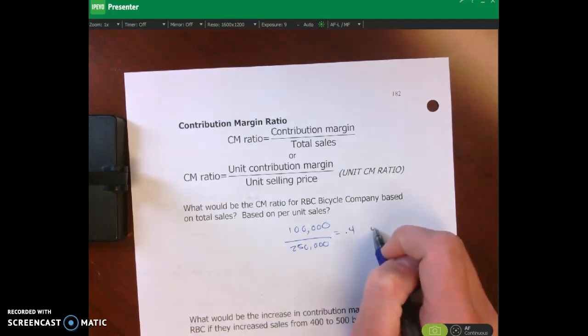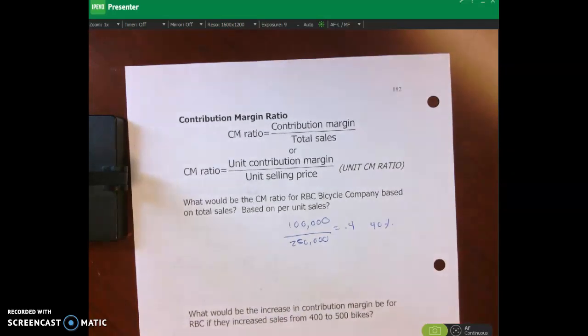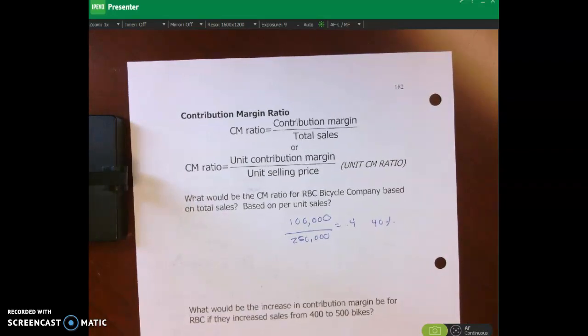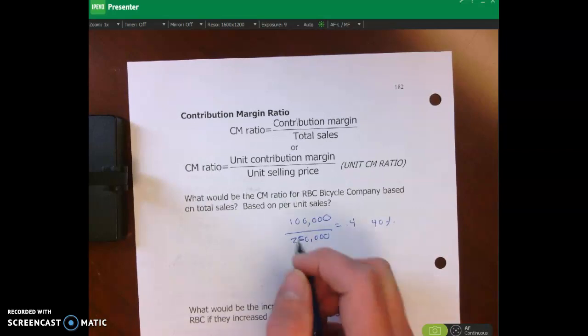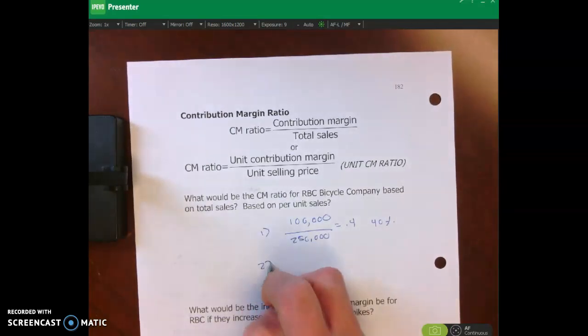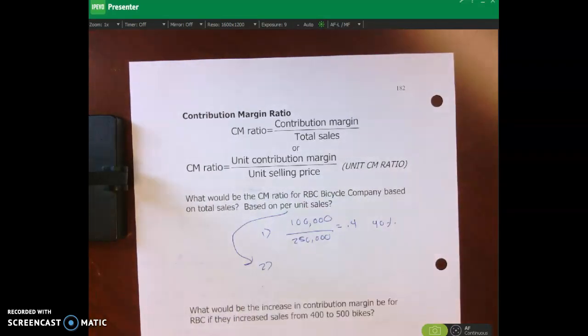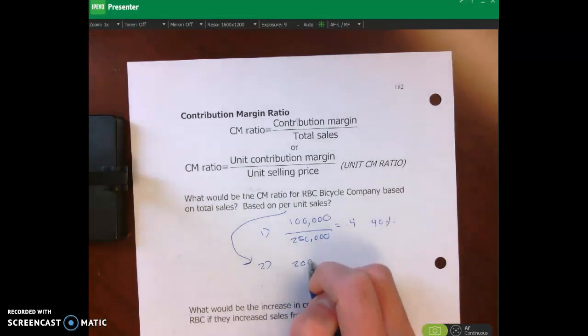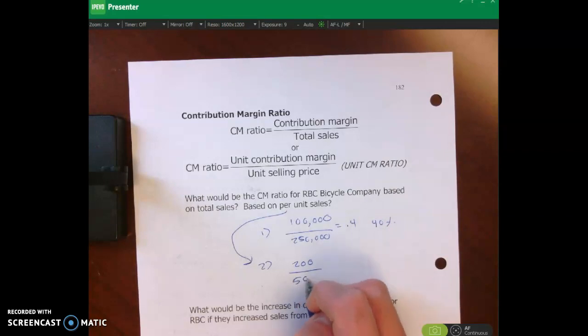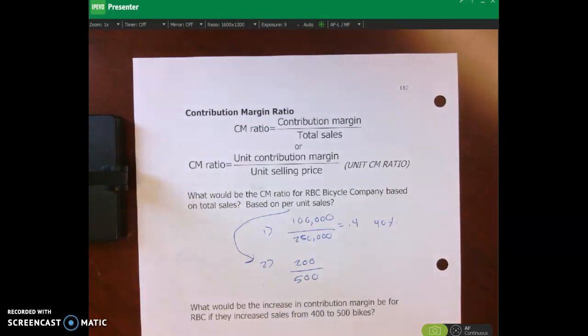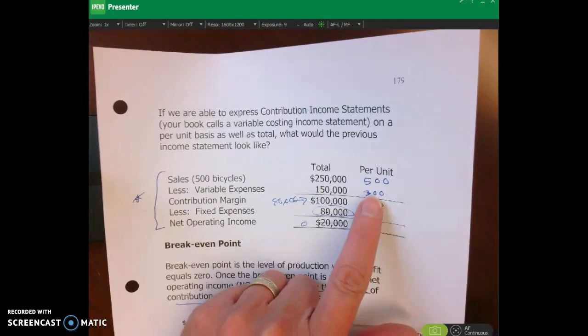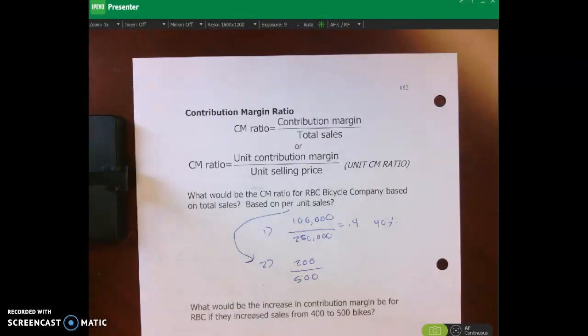That is 0.4, or 40%, or 40 cents of contribution margin. I get 40 cents of contribution margin for every dollar of sales. Now I can also do that on a unit basis if I want to. All I have to do is take my unit contribution margin divided by my unit selling price. I got that 200 from right here, and I got my unit selling price right there.